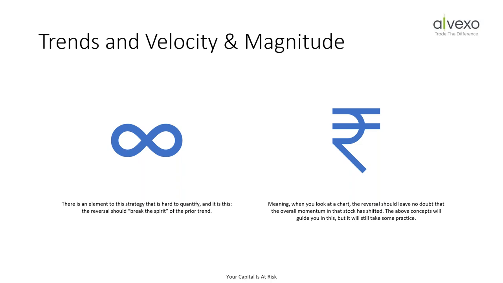And the only way we can break the spirit or have this understanding is for you to test it and to watch it to understand when this is broken. And you can see in the charts when the trend is actually broken and when the momentum has shifted. Meaning, when you look at a chart, the reversal should leave no doubt that the overall momentum in that stock or asset has shifted. The above concept will guide you, but it will still take some practice.